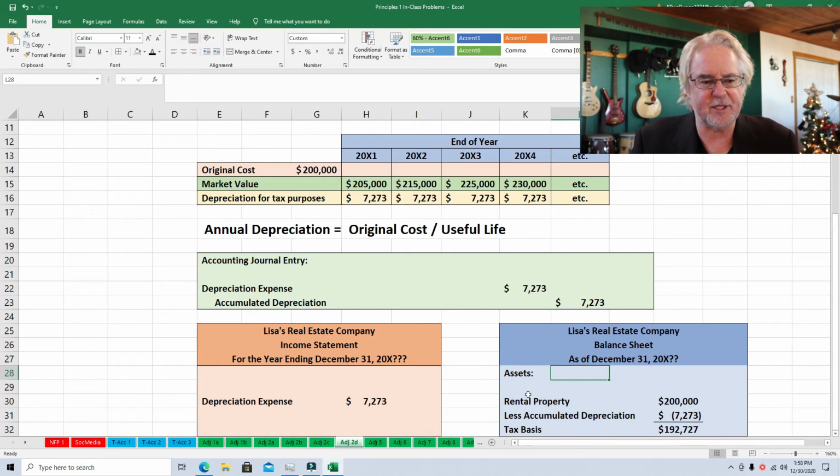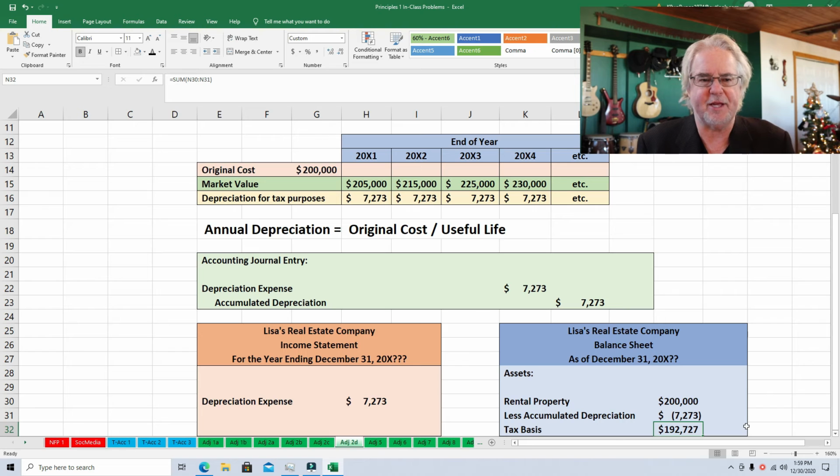In the asset section, Lisa would record a rental property for $200,000. You might say, where are you getting $200,000? Well, that was the original cost minus the accumulated depreciation. Now, this is the end of the first year, so she would have $7,273 depreciation. Now, instead of book value, I'm just calling this tax basis, just so you can be aware that there's a little different language for taxes.